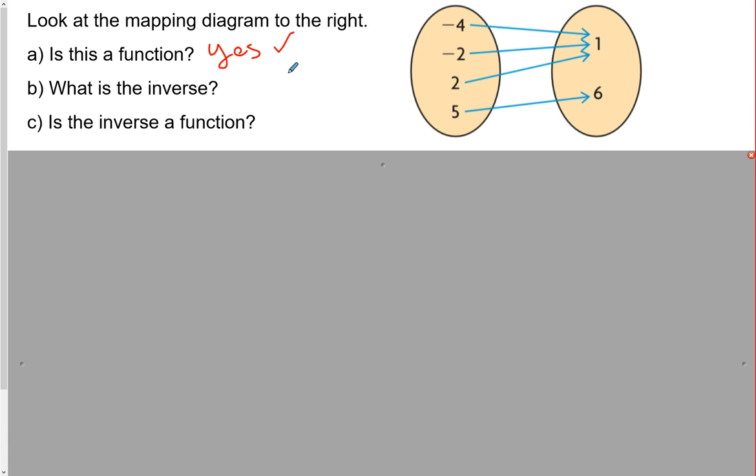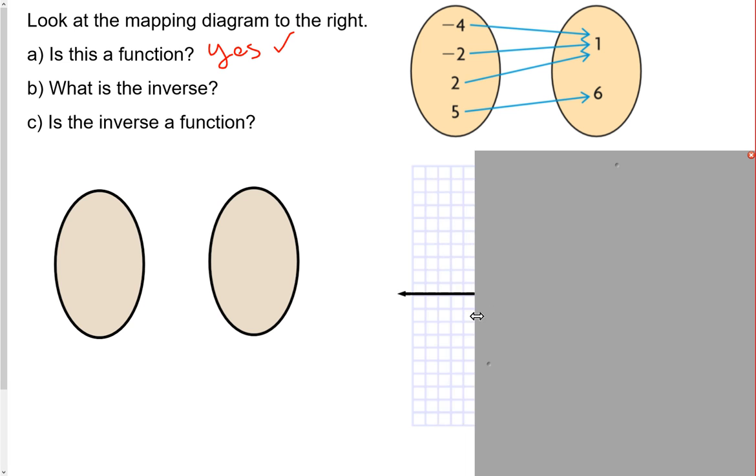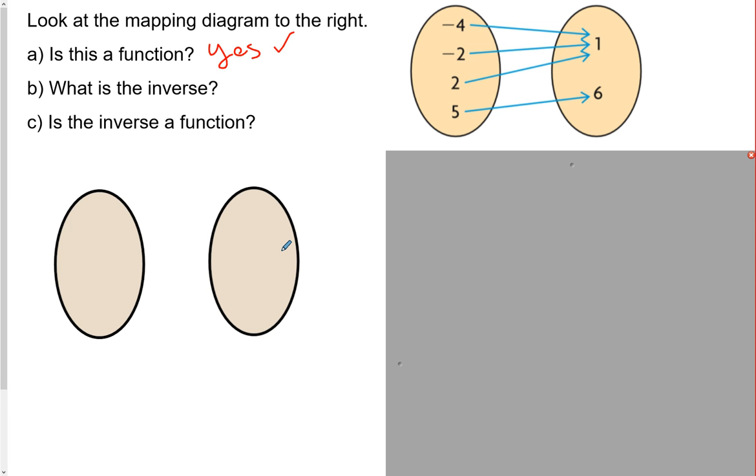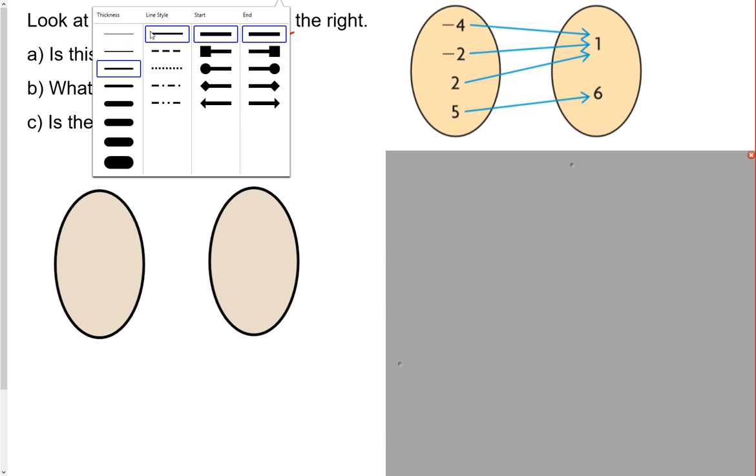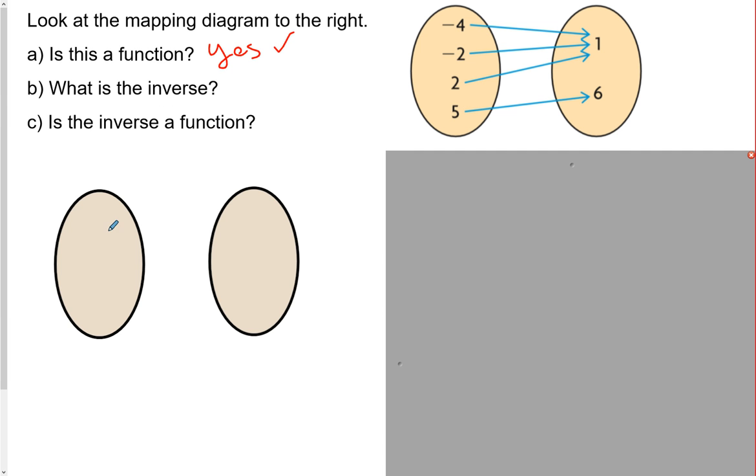Now for what its inverse is going to look like, we've got a nice little mapping diagram that I've done here. And we can use this mapping diagram to do our inverse. So for our mapping diagram inverse, we're just going to put our y values where x values were and our x values where our y values were. And then we're going to draw how the mapping looks. So 6 goes to 5, and 1 can actually map to any of these three.